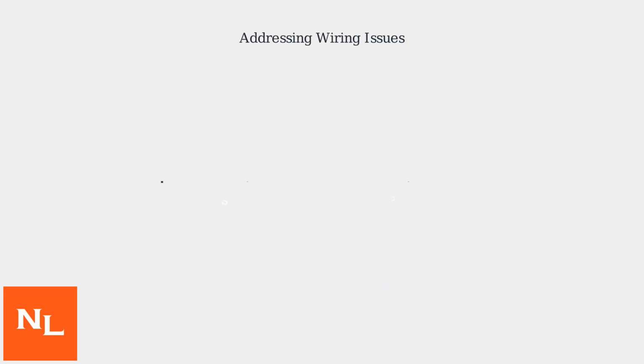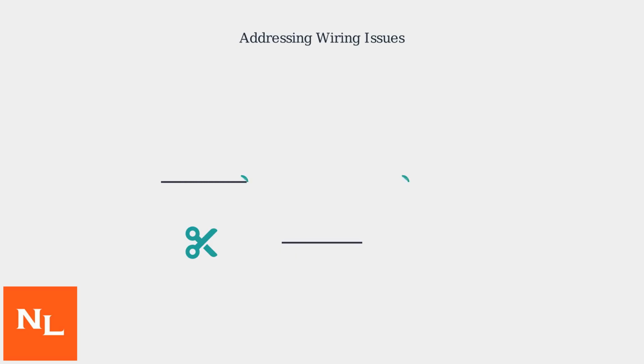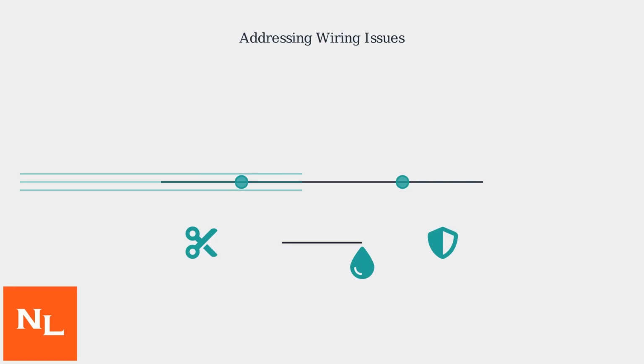If damaged wiring is the culprit, repair or replace the affected section of the harness. Use proper wiring connectors and ensure a secure, weatherproof connection. Consider using dielectric grease to prevent corrosion in the future, especially in areas prone to moisture.